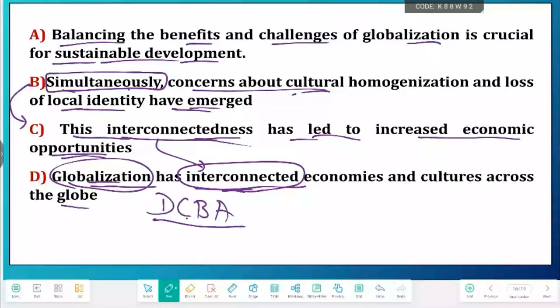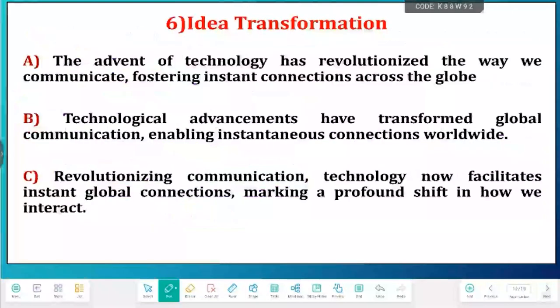I hope you have got it right. Let's move on to the next structure. That is idea transformation. अब इससे पहले हमने कौन सा देखा था? हमने देखा था idea explanation. Now we are looking at idea transformation.